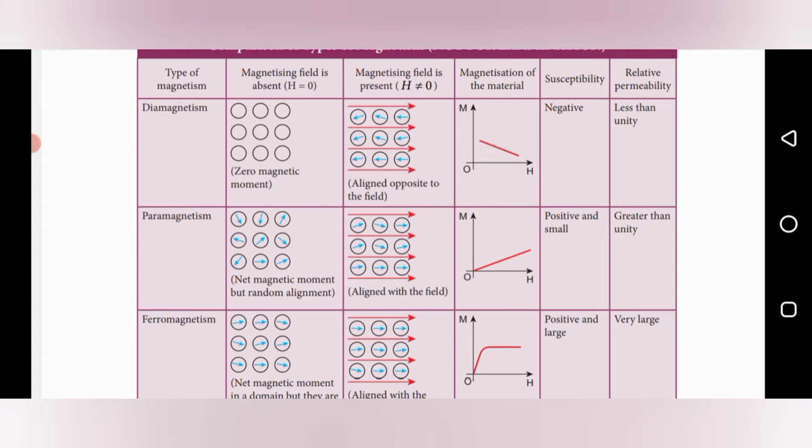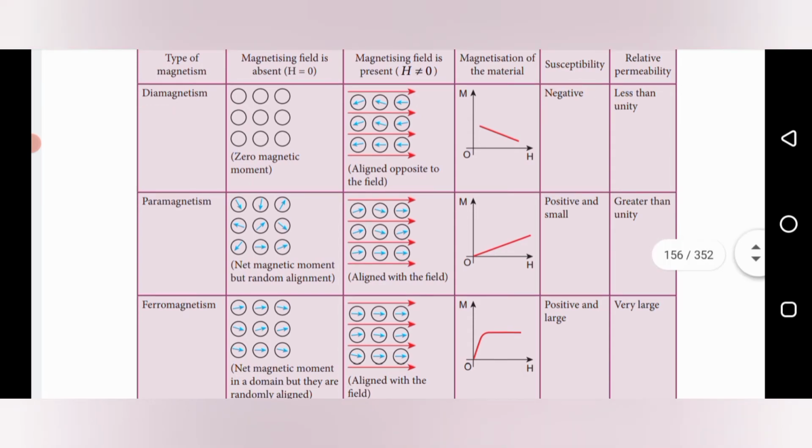And paramagnetism is also a material which possesses a net magnetic moment but with random alignment when the magnetic field is 0, that is, in the absent field. The magnetic moment aligns itself randomly. When you apply the magnetizing field on that, it aligns along the direction of the field, more or less. The graphical representation shows the magnetism increasing, and the susceptibility is positive and small, a little bit strong magnet, and the relative permeability is greater than unity.